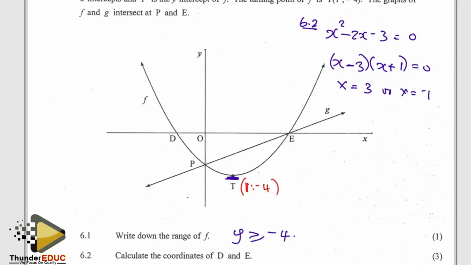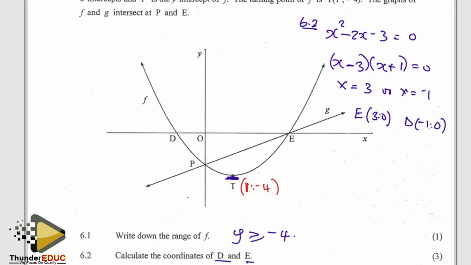So I know that since x is 3, E is going to be 3 and 0. And then D is going to be negative 1 and 0. The question wanted the coordinates, so you have to indicate the zeros as well.